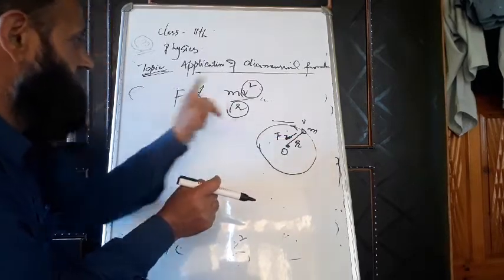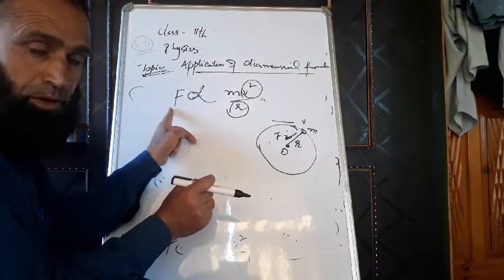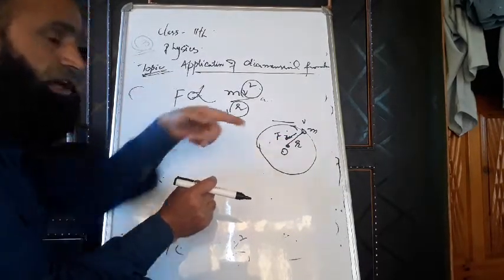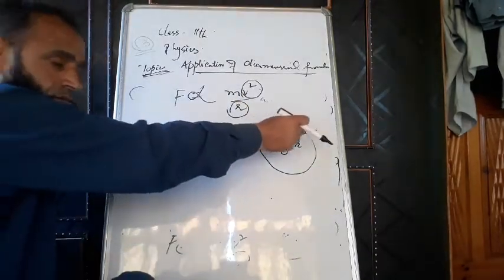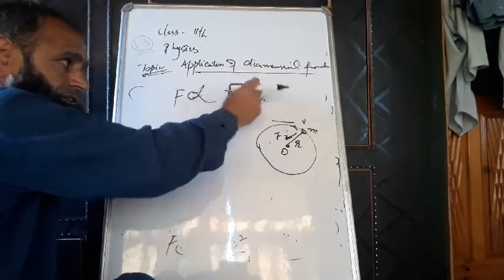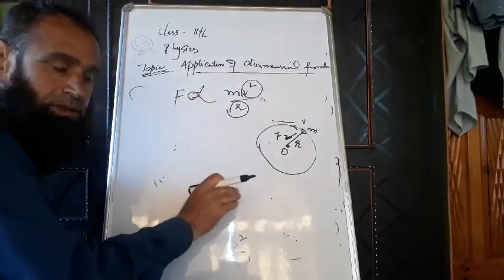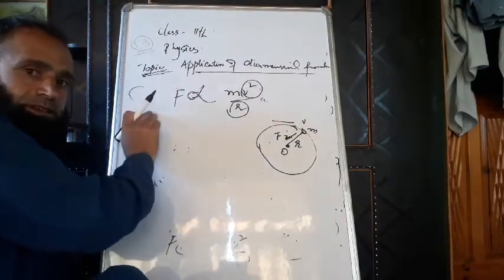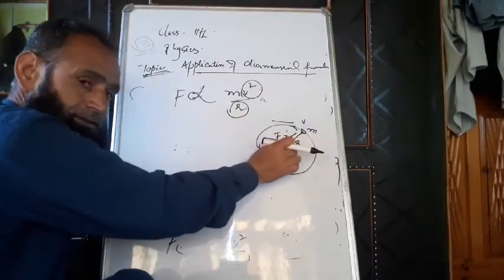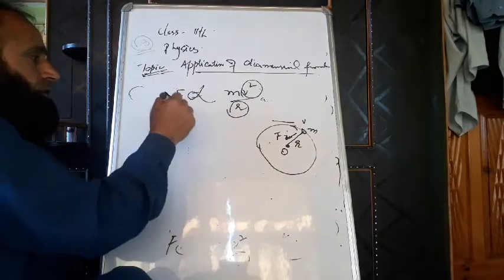Mass increases, centripetal force increases. Velocity increases, centripetal force increases. In both cases, mass as well as velocity, if we increase them, the centripetal force will increase. If we decrease them, the centripetal force will decrease. If we increase the radius, the centripetal force will decrease.